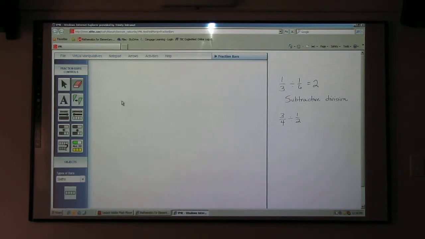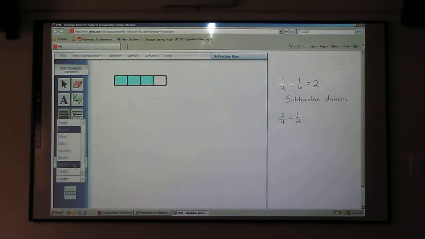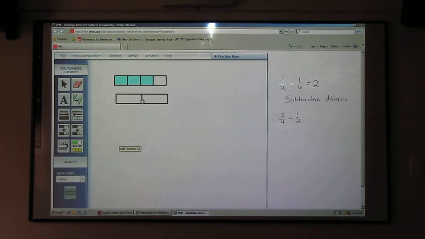Okay. And I want to do 3/4 divided by 1/2. Let's go up to fourths. I'm going to bring out 3/4. Fourths bar, I'm going to show you 3 pieces. And I'm asking, how many times can I take out a 1/2 piece out of this? So I'm going to bring out my 1/2 piece. And I'm going to divide it. You'll see why in a minute, I think.